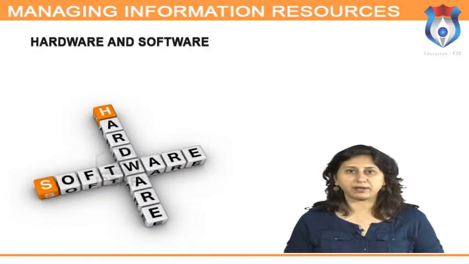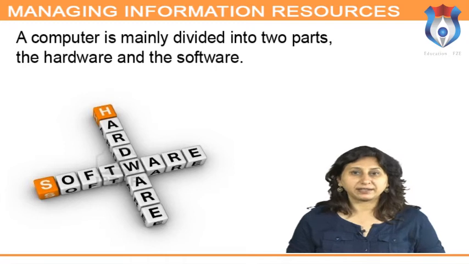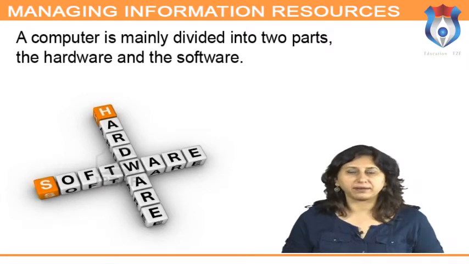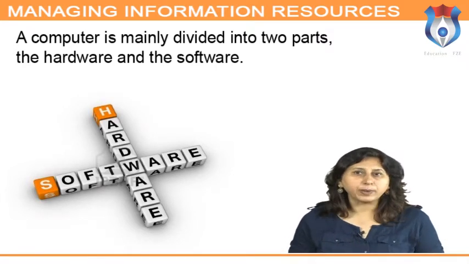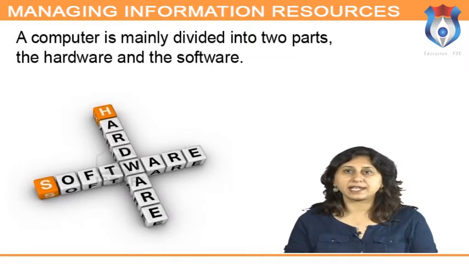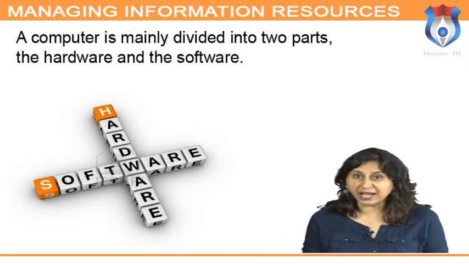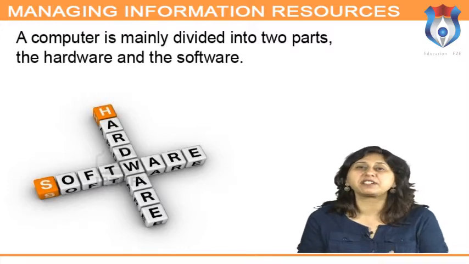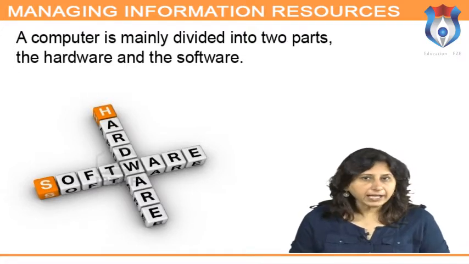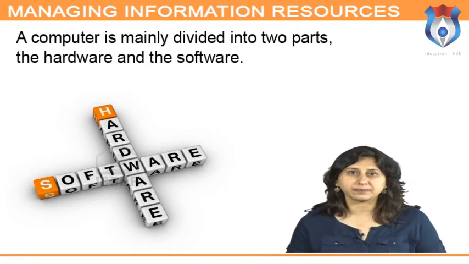Hardware and software. A computer is mainly divided into two parts, the hardware and the software. Hardware. Hardware is the actual components that a computer is made of, such as the monitor, keyboard, CPU, etc. Without hardware, the computer would not exist and the software would have nothing to run on. The hardware serves as the delivery system for software solutions.